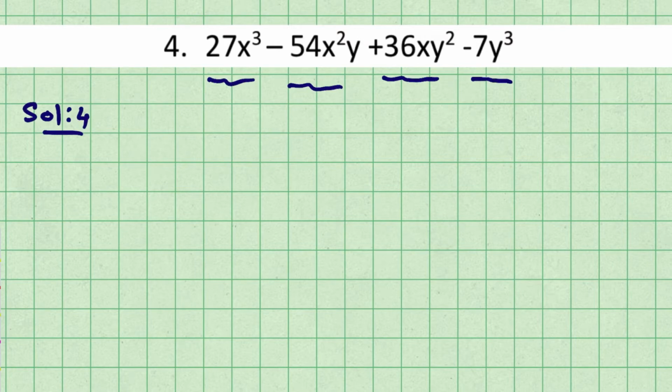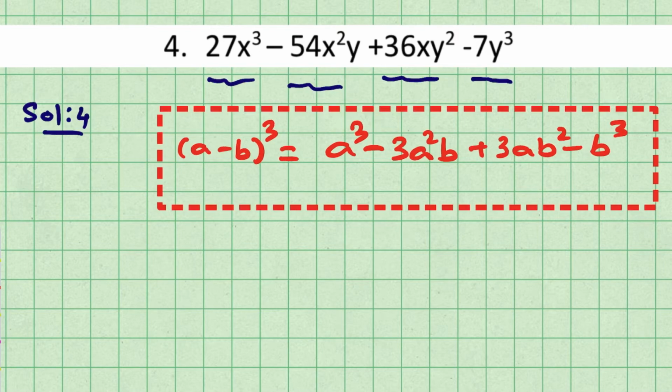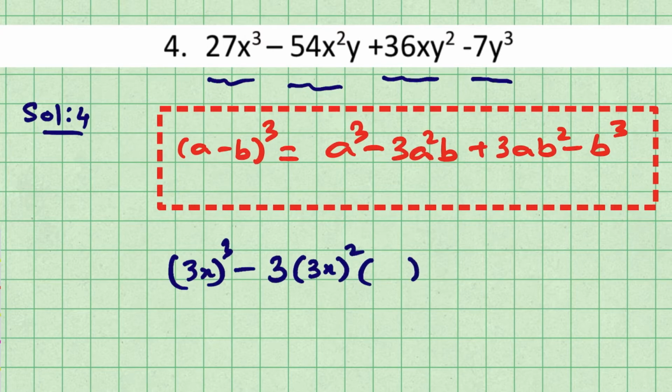Here we are using a formula of a minus b whole cube, which is a cube minus 3a square b plus 3ab square minus b cube. So let's write 27x cube as 3x whole cube. Now here I have to write 3x whole square. Now let's see what we can write here. So this is 9 and 3, 27. This part is 27, but we want 54, and also we want y term. So I am going to multiply with 2y.